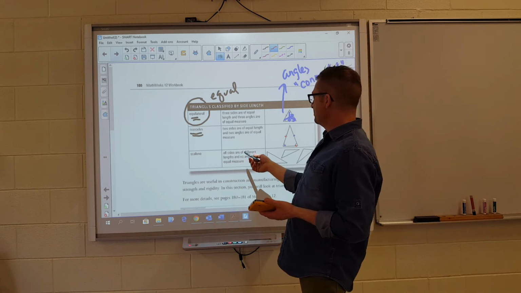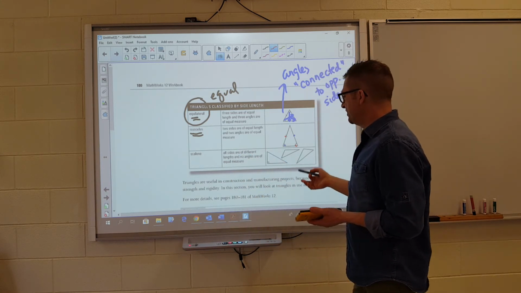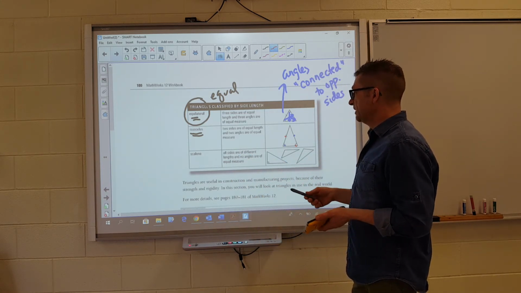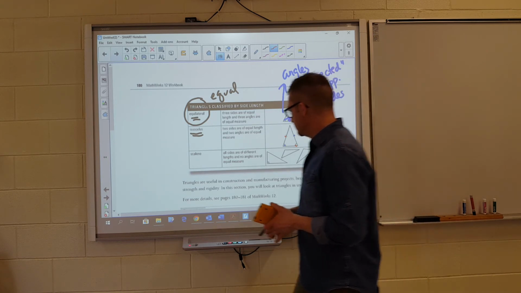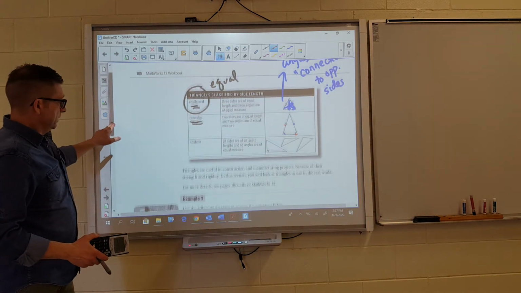Scalene, all sides are of different lengths, no angles are of equal measure. Okay, so that's something to jot down as well in your study sheet. What else do we have here?